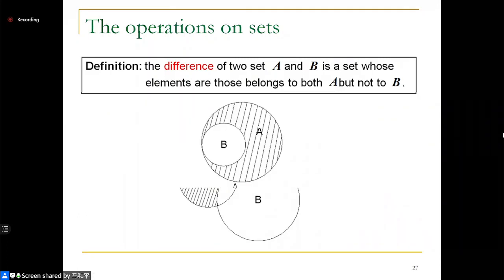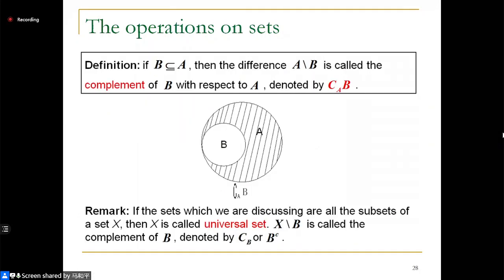And then we learned B is contained by A. Then the difference A minus B is called the complement of B with respect to A, denoted by C_A B. Here B belongs to A. B is contained by A. This is B, this is A, right? B is contained by A.